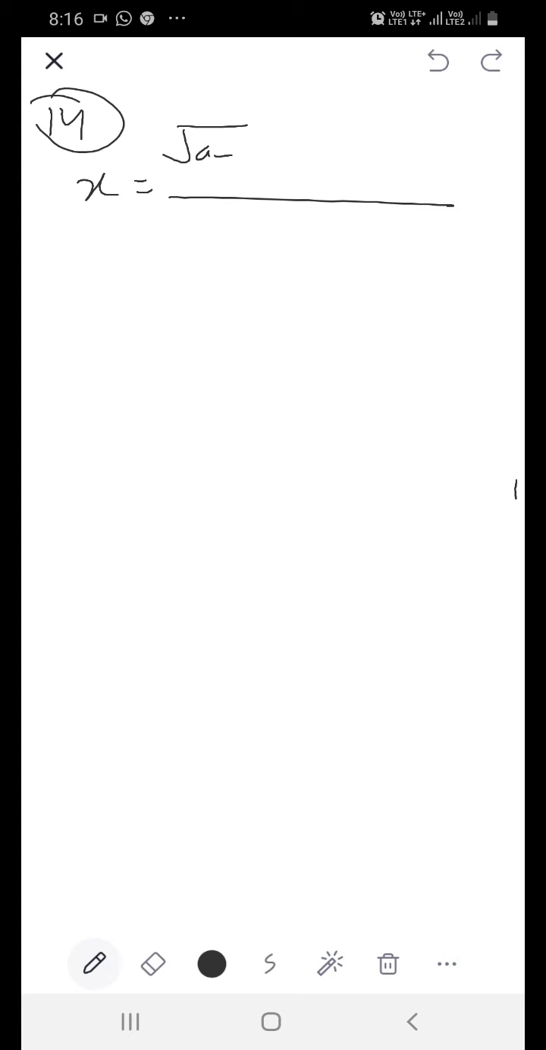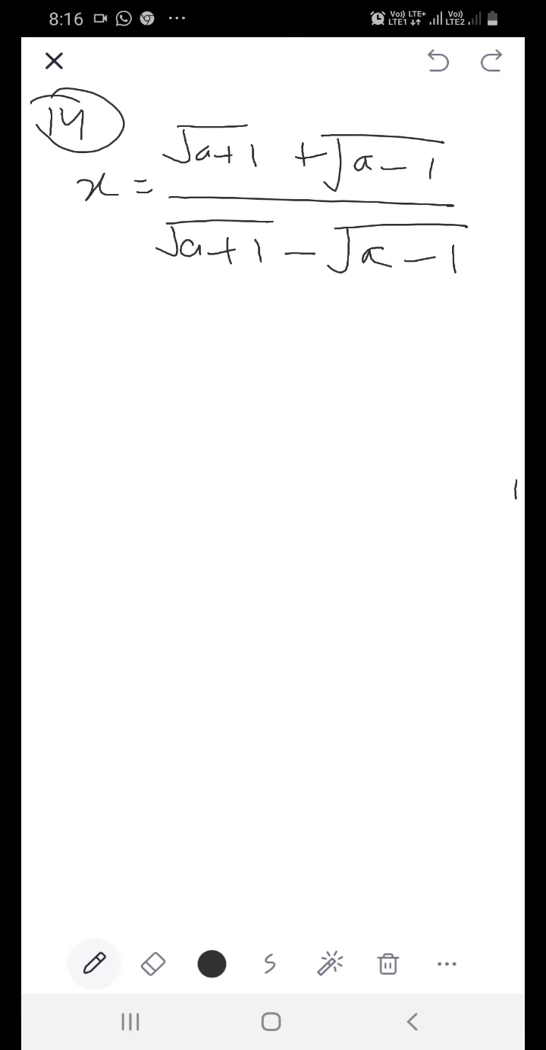Now I'm taking up the 14th question. The 14th question says x is equal to under root a plus 1 plus under root a minus 1 upon under root a plus 1 minus under root a minus 1. This is given to you.